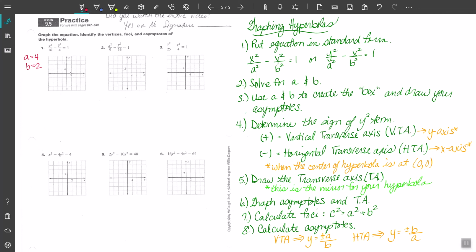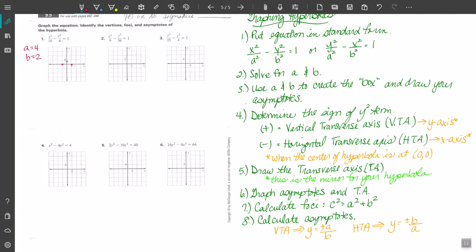So I'm going to come out 4 units to the right, and I'm going to go out 4 units to the left to get my first 2 points. They're the points that are going to be on that x-axis. Then my b term, since it is situated under the y squared, the 2 is going to be my vertical distance up and down on the y-axis. So I'm going to go up from the origin 2 units and then down 2 units as well.